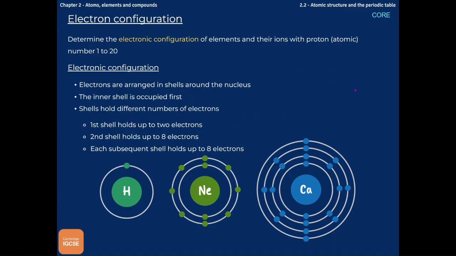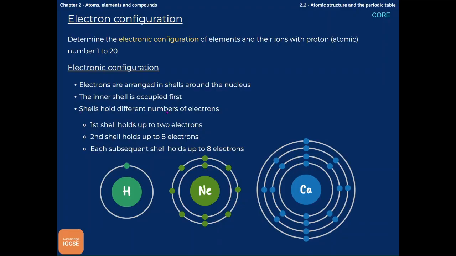So electron configurations basically are the idea that electrons are arranged in shells around the nucleus. The shell you can think of as the space that the electron occupies, right? So the inner shell is occupied first. The spaces closest to the nucleus are where the electrons are going to go first. They want to be close to the nucleus because the electron is negative, the nucleus is positive. They are attracted to each other through the electromagnetic force, right? So they will go as close as they can.